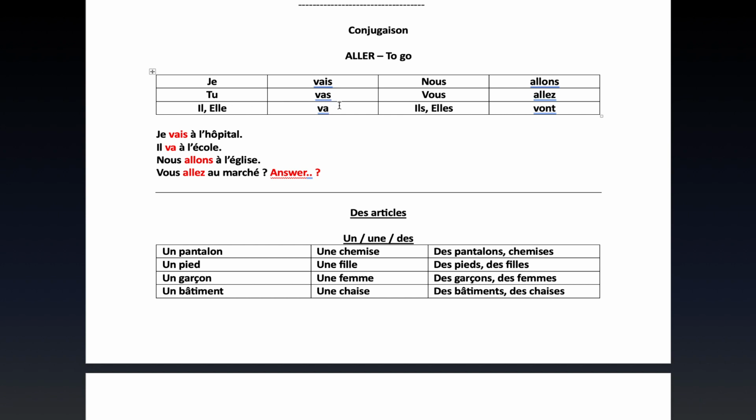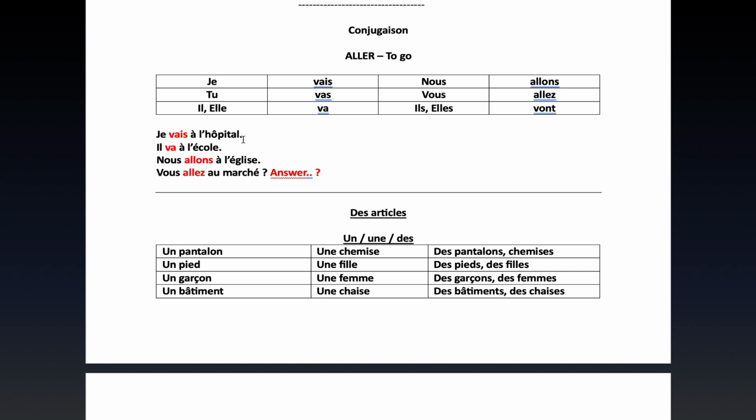Elle va. She goes. Nous allons. So now aller becomes allons. Nous allons. We go. Vous allez. You go. Ils vont. And elles vont. So these are the different ways in which the verb aller can be conjugated. And so you need to memorize this for you to be able to use that verb. You need to know them offhand. And so in a sentence, these are the examples.